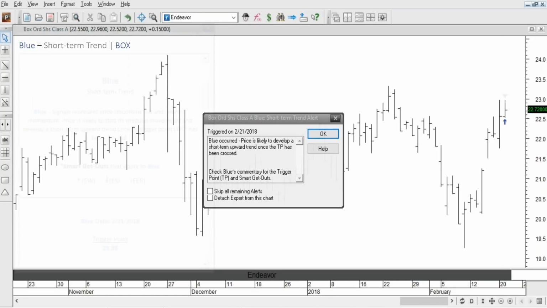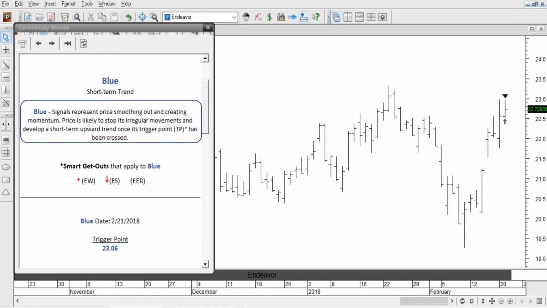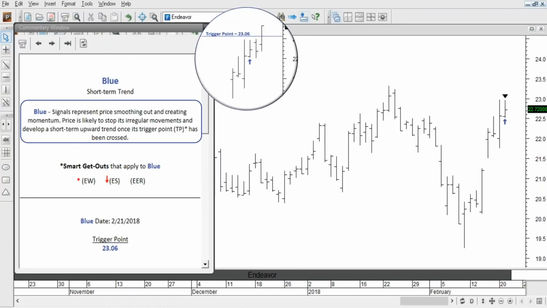I'll bring up the commentary. Here you find the definition of blue and the criteria to confirm the signal. Blue signals only need price to cross the trigger point to be confirmed.